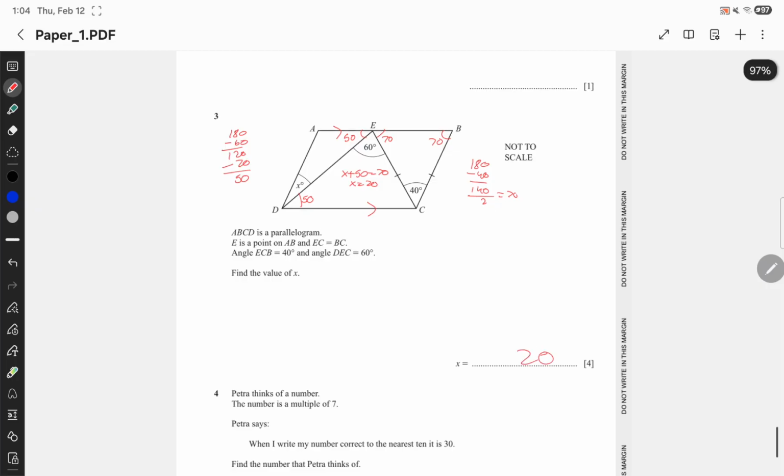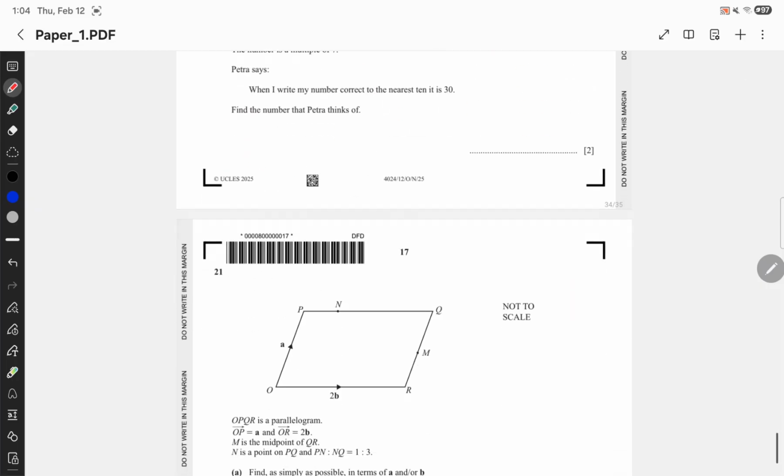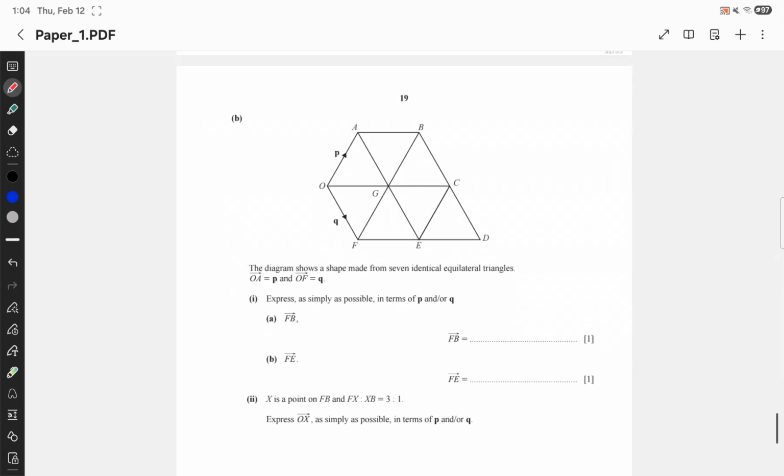Okay, I hope I got this right. I haven't checked my script in a long time.